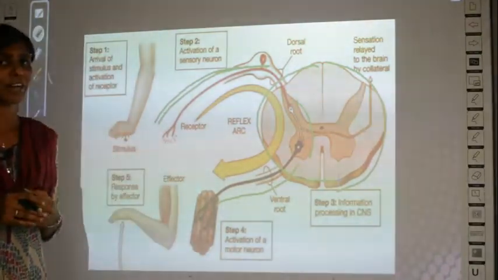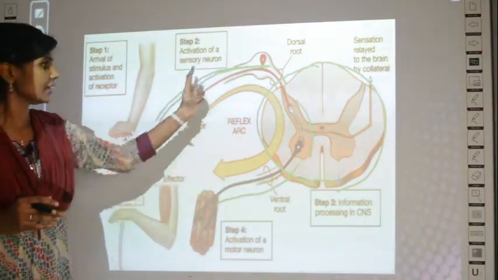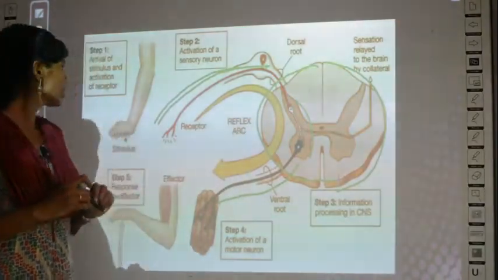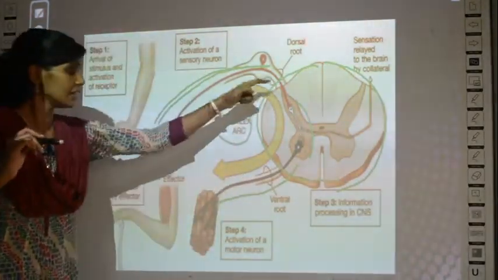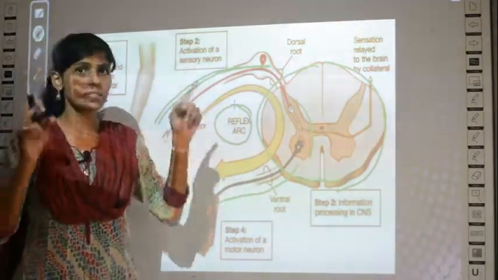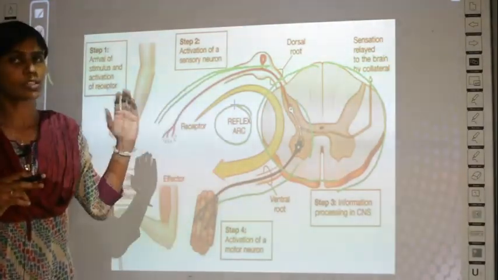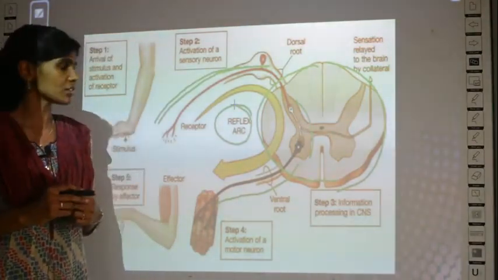So these are the 5 steps in a reflex action. And see this, it is in the form of an arc, and so it is also called a reflex arc. Since the movement of the signals is in the form of an arc, the shape is an arc shape, and that's why this reflex action is called by another name, the reflex arc. So what are the 5 steps?